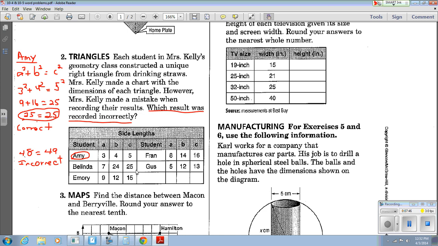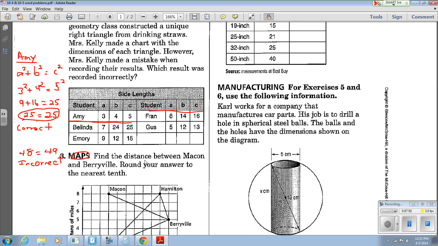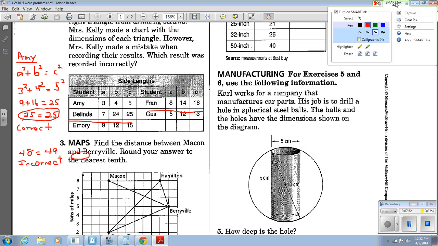All right, next we're going to move to problem 3. Let's take a look at problem 3. Oh, my ink stays. I got to erase it. Got to erase my ink. Let's see. Clear my ink.